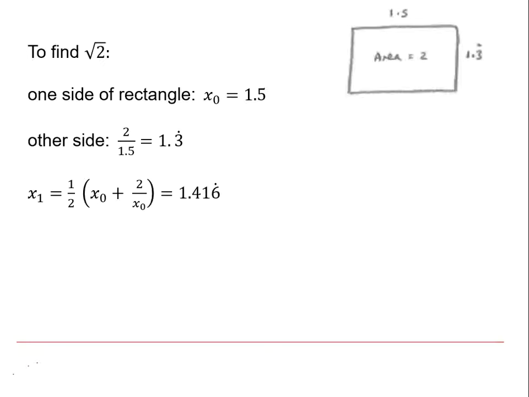And as our next estimate, we're going to take the average of 1.5 and 1.3 recurring, because clearly if we want to make the rectangle into a square, we're going to have to reduce the 1.5 and increase the 1.3 recurring. So we take the average, and that gives us 1.416 recurring, which is getting closer to the square root of 2.